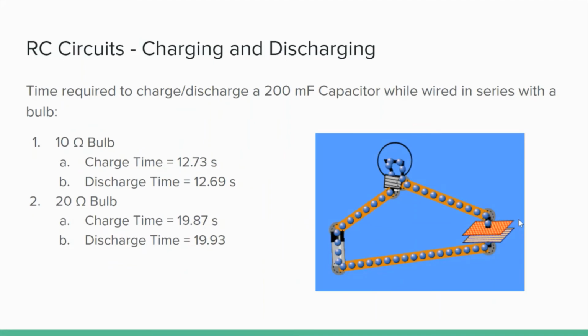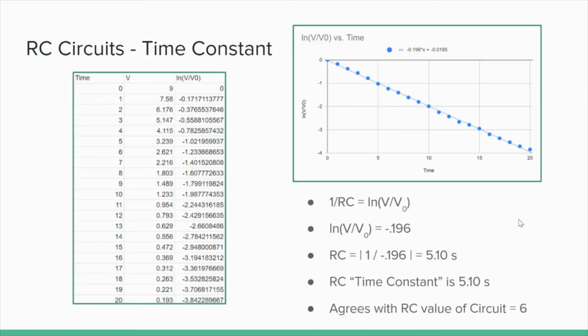Now, for charging a 10 ohm bulb and a 20 ohm bulb, we found the times. For the 10 ohm bulb, the charge time was 12.73 seconds and the discharge time 12.69. For the 20 ohm bulb, the charge time was 9.87 seconds and the discharge 19.93.